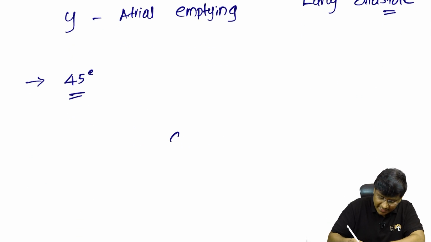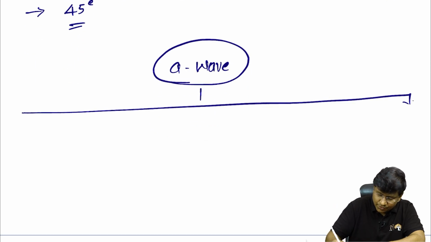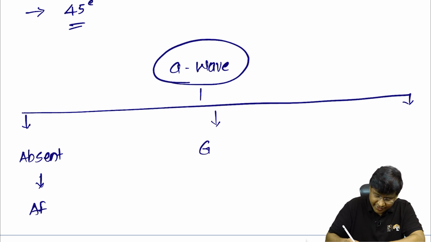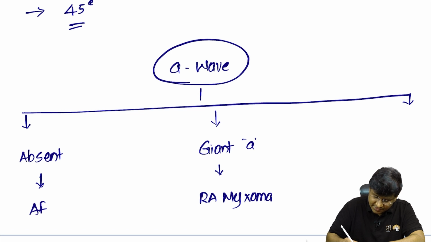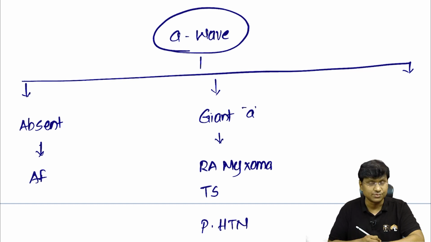So if you take the A wave abnormality, you need to know the conditions where the A wave is absent. The A wave is absent in patients with atrial fibrillation, and you need to know the conditions where you have the presence of the giant A wave. Giant A wave is present in case of right atrial myxoma, and it is present in scenarios of tricuspid stenosis, pulmonary hypertension and then pulmonary stenosis.